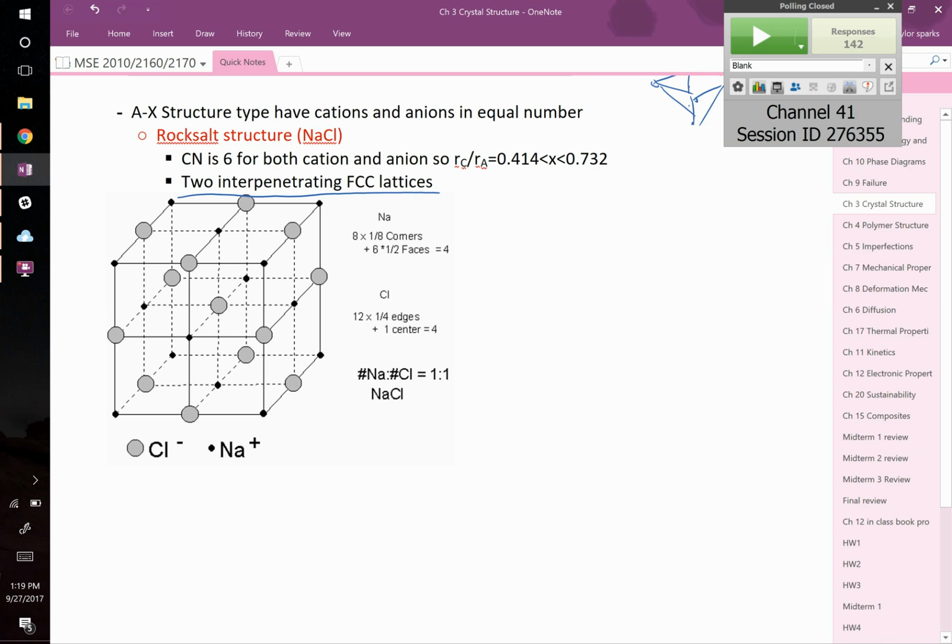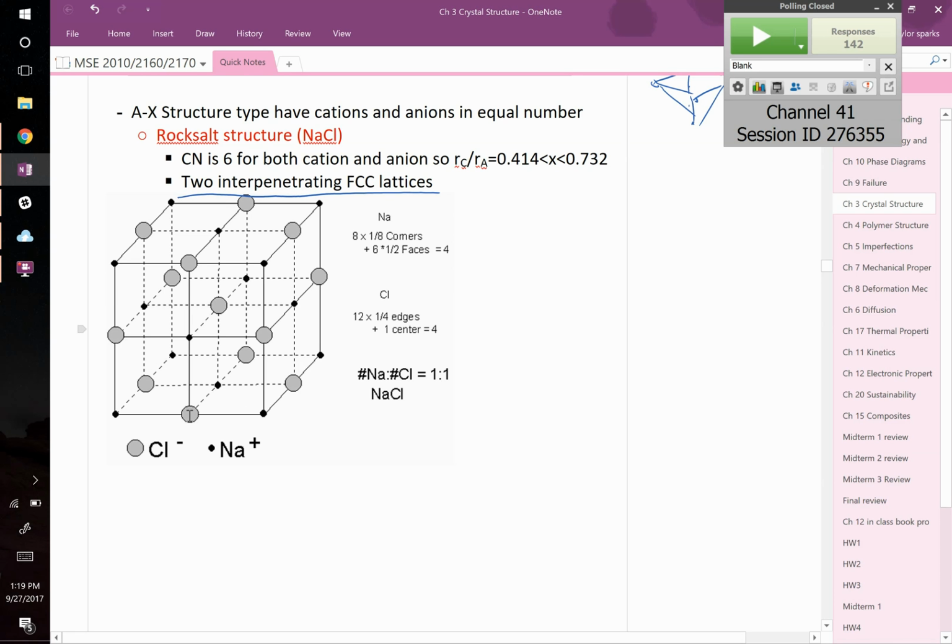We'll come back to different ones, like AX2 or A2X structure types. It just means right now that there's a 1-to-1 ratio. For every sodium, you've got a chlorine. So if you look at this, you've got your sodium and your chlorine atoms. I guess the large one would be your chlorine and the small one would be your sodium, because the chlorine picked up an electron, so it's going to be bigger.